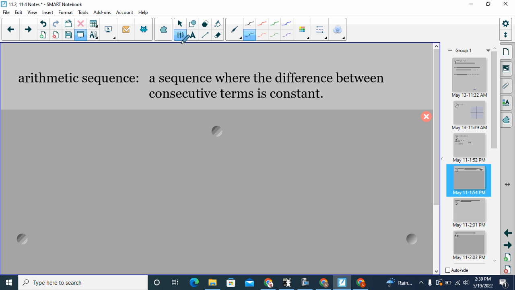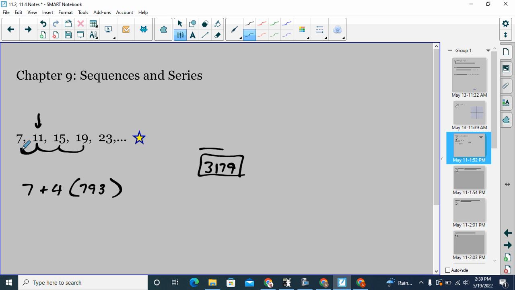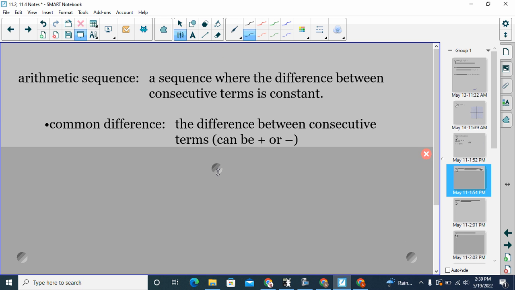So a sequence, we said before, was a list of numbers. An arithmetic sequence is a sequence where the difference between consecutive terms is constant. So on this previous example, the difference between 7 and 11 is 4, 11 and 15 is 4, 15 and 19 is 4, and so on. We call that difference the common difference. It is possible for that common difference to be positive, like it was in the previous example, or it could be negative, where the terms are going down by the same value over and over again.